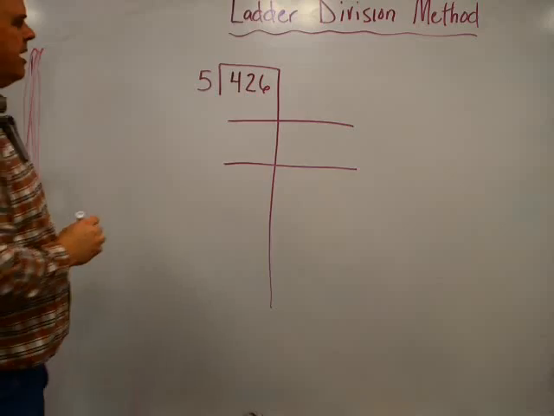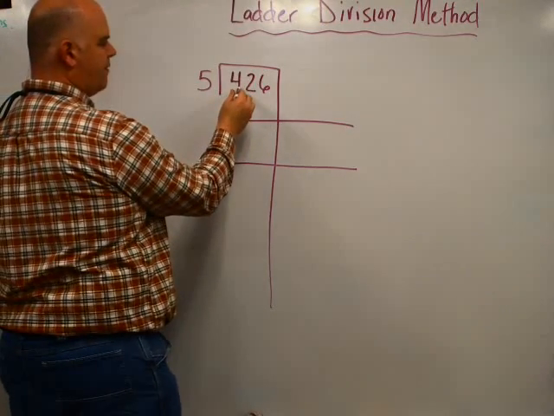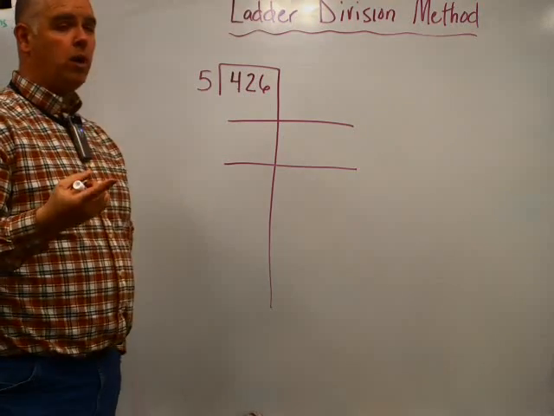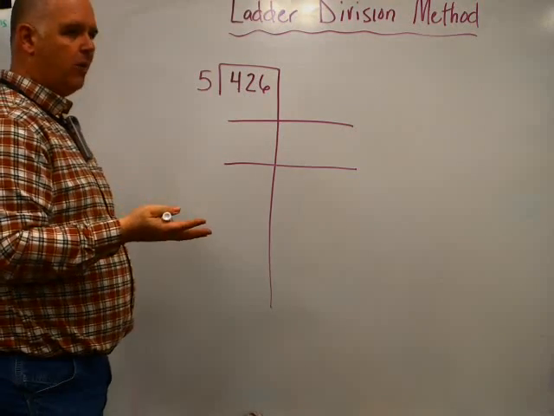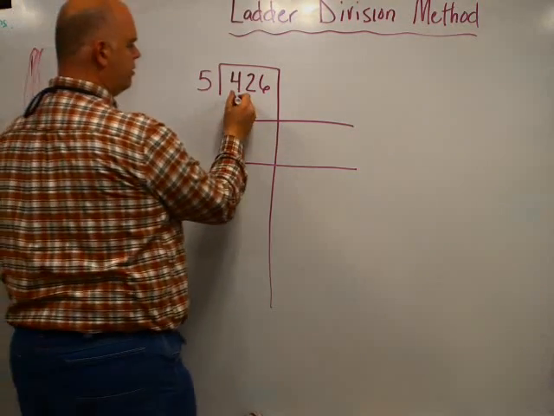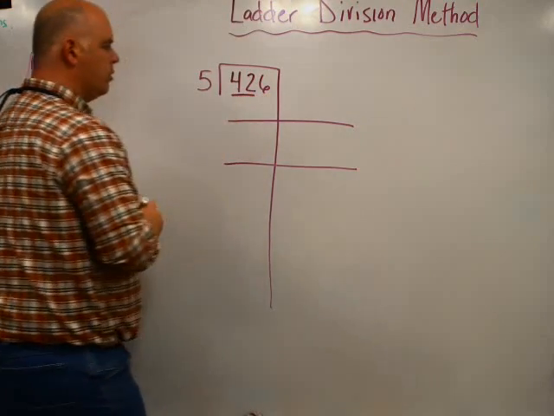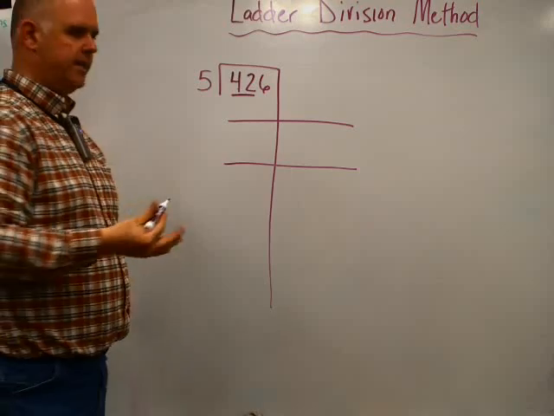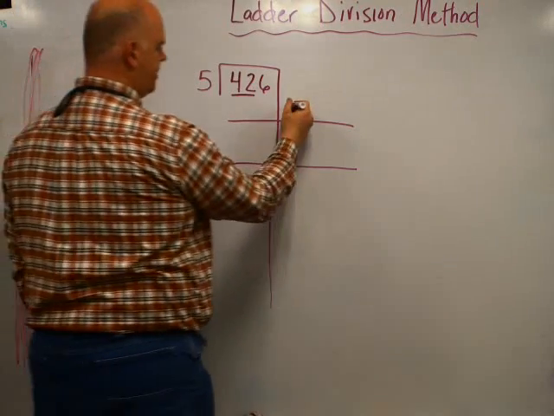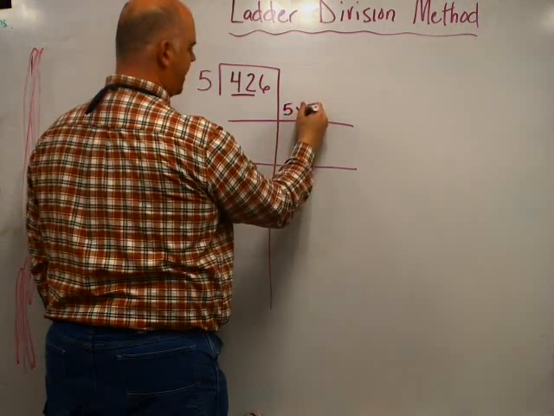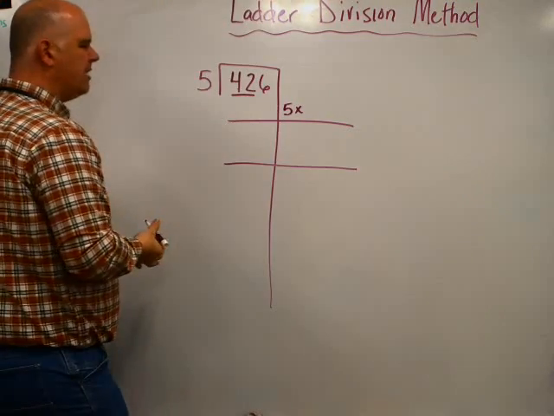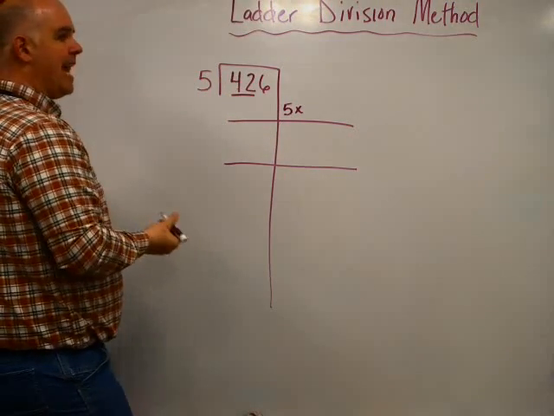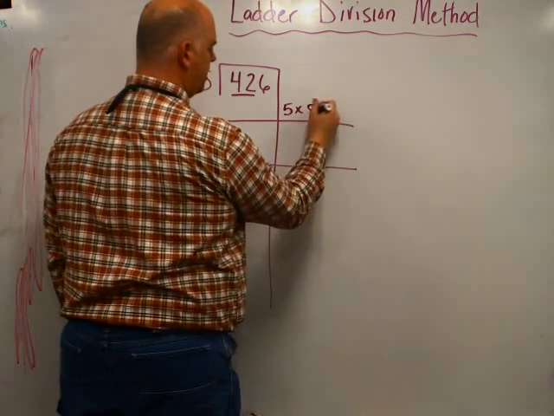Now what we do then is we think about, can I share 4 things with 5 groups and everybody get at least one thing? And the answer is no. So then I come over to the next number and I do 42. Can I share 42 things with 5 groups and everybody get at least one? Yes, I can. Now here's where I use my basic facts. I think, 5 times what gets me close to 42? Well, 5 times 8 is 40, so 8.